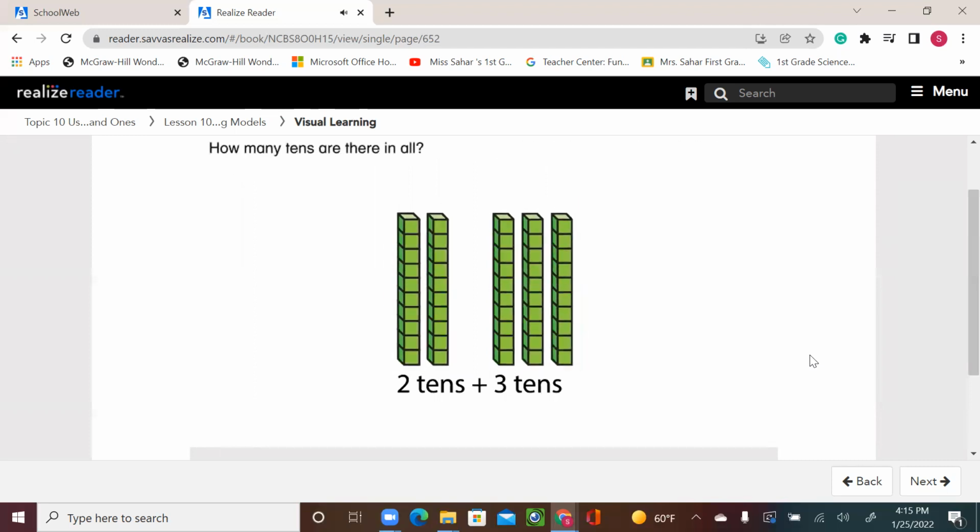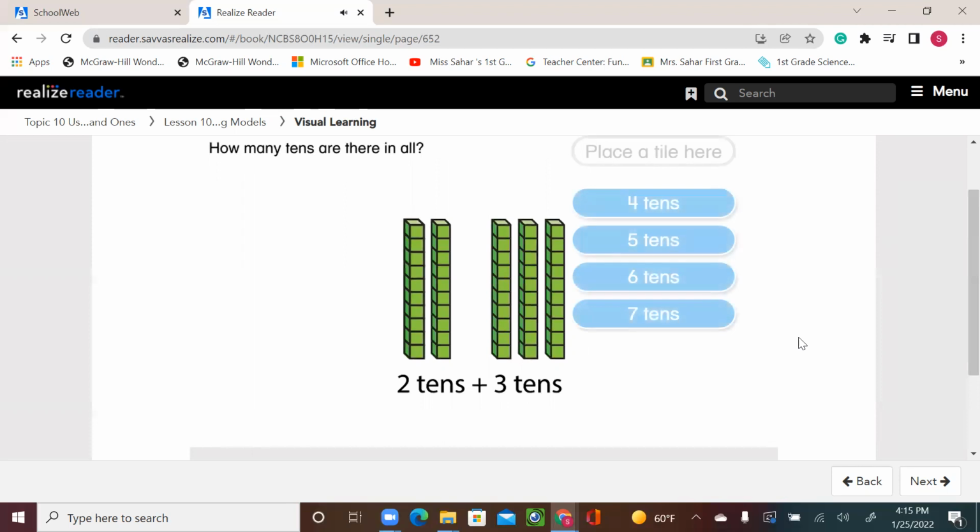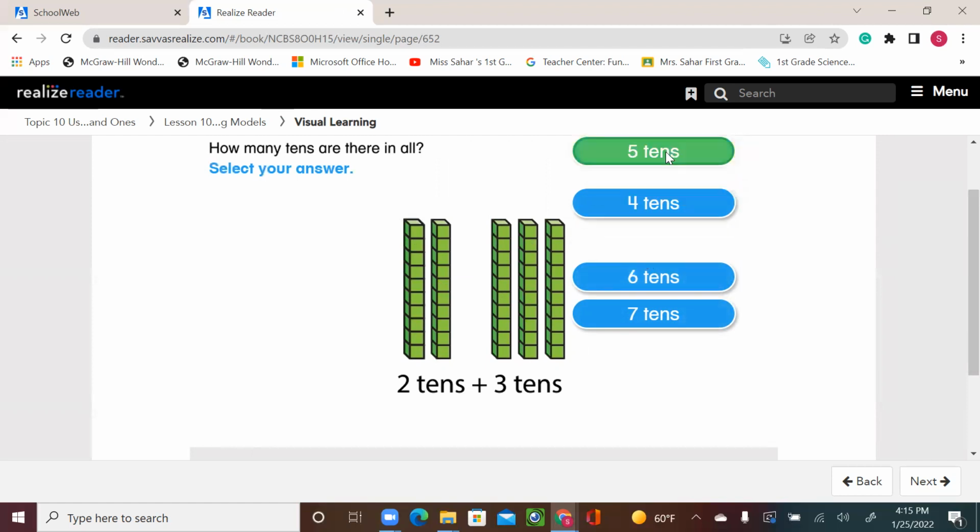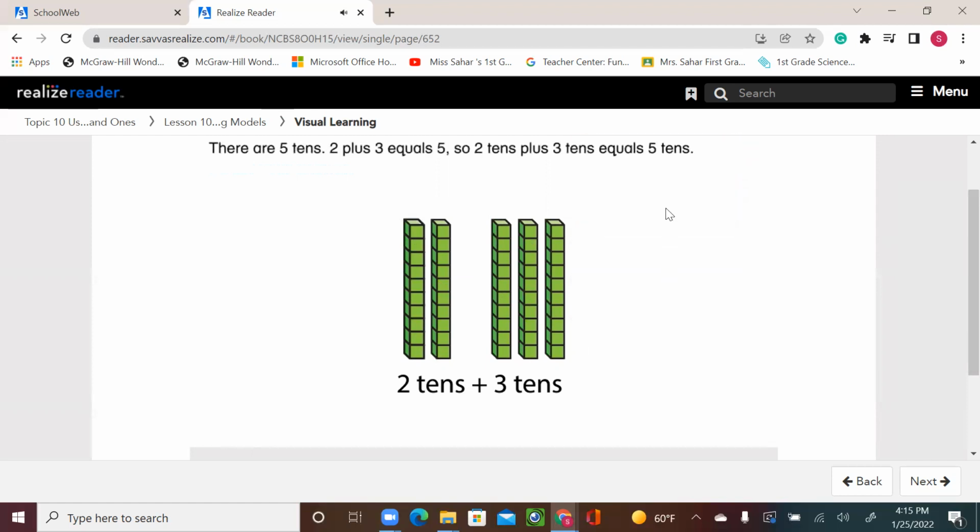How many tens are there in all? Select your answer. So let's count our tens. We have 2 tens and we have 3 tens. So 1, 2, 3, 4, 5 tens. There are 5 tens. 2 plus 3 equals 5. So 2 tens plus 3 tens equals 5 tens.